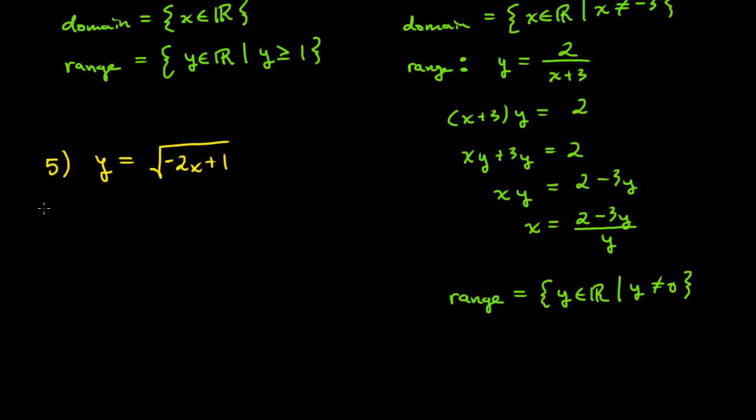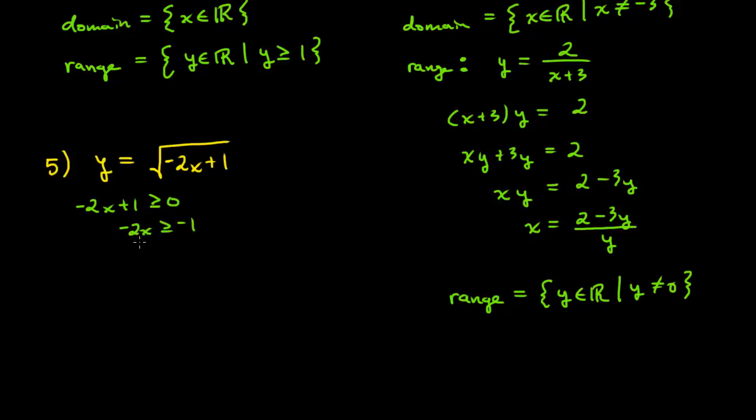Well, we can say that if the number underneath this radical has to be positive, well, that means that negative 2x plus 1 has to be greater than or equal to 0. So we can solve this inequality by subtracting 1 from both sides of this inequality, and I get negative 2x is greater than or equal to negative 1.